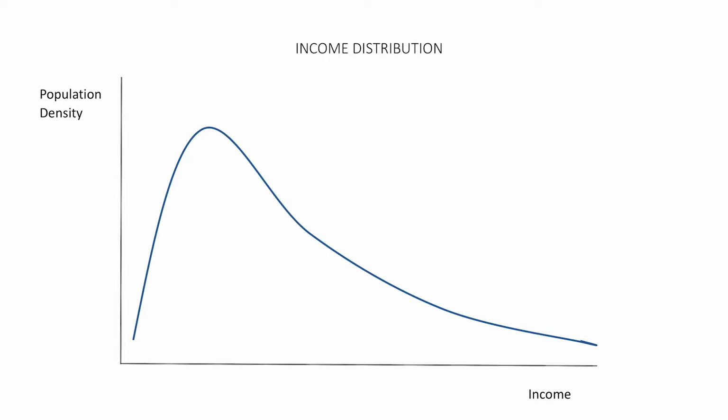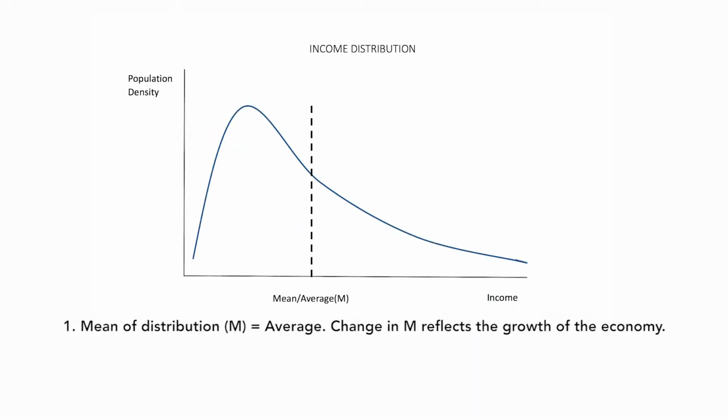So there are three things about a distribution like this that might be of interest to us. First of all, it's the mean of the distribution. Let's call that M, the mean of the distribution, the average. And of course, the change in the mean is the growth in the economy. The second thing that we're interested in is something to do with the spread of this distribution, the inequality of this distribution. How far away are the rich from the poor? And let's call that I for inequality.